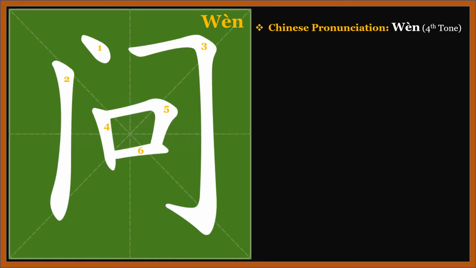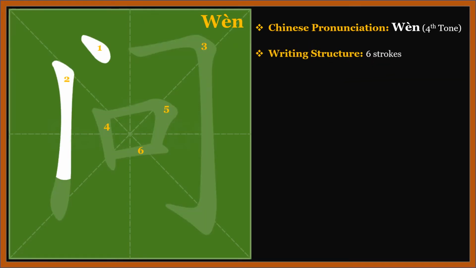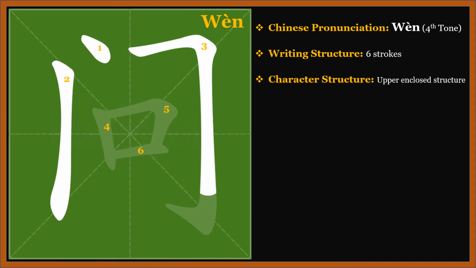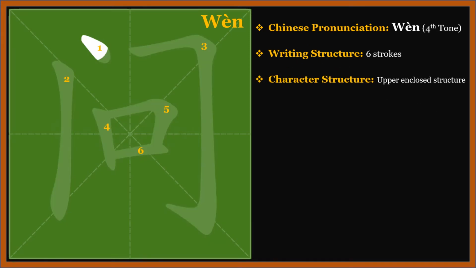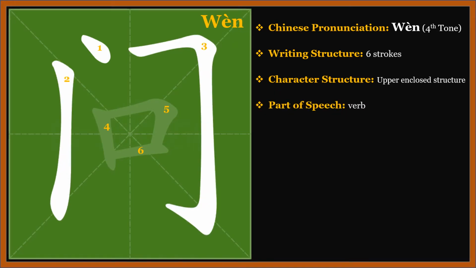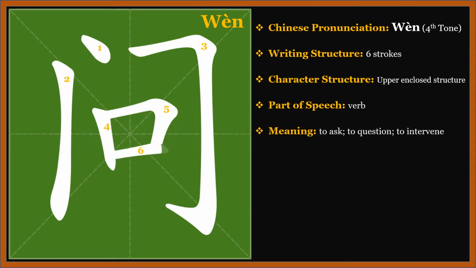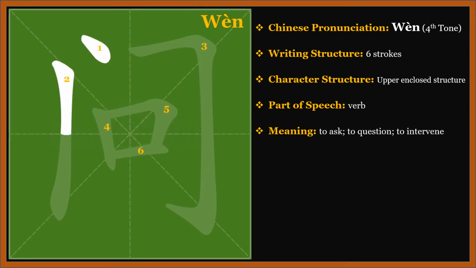This character is composed of 6 writing strokes, with an upper enclosed structure, as shown here on the left in the animated image. The character wen is often used as a verb in a sentence. It means to ask, to question, or to intervene.